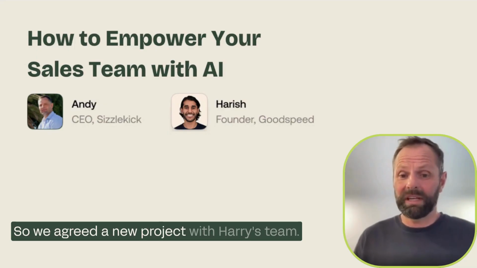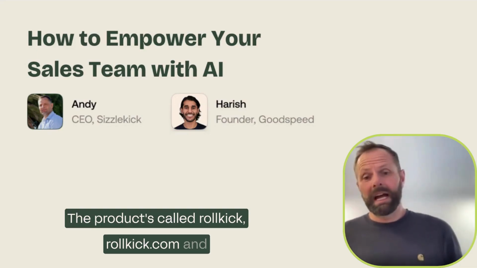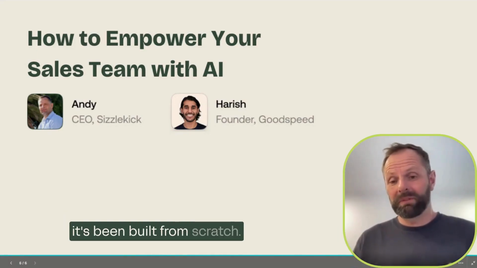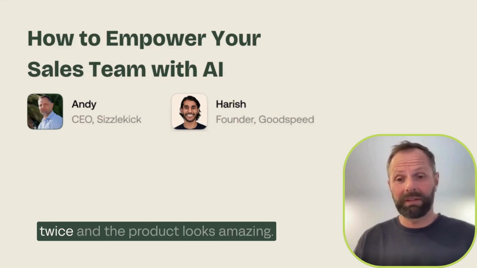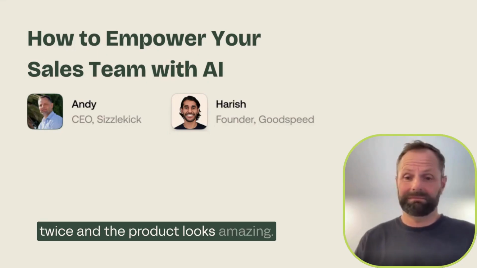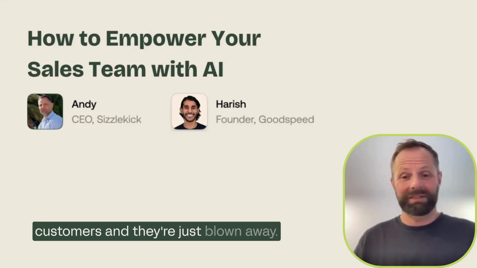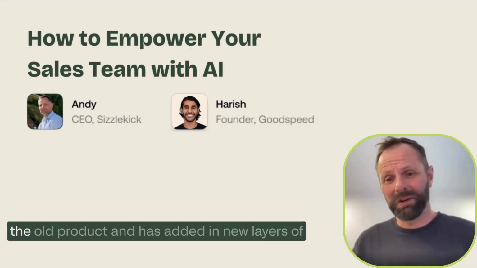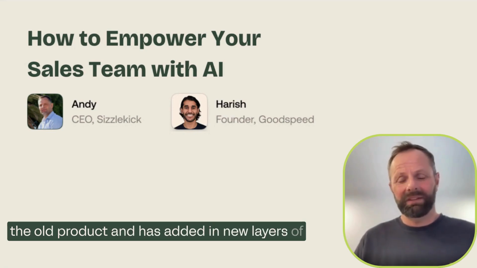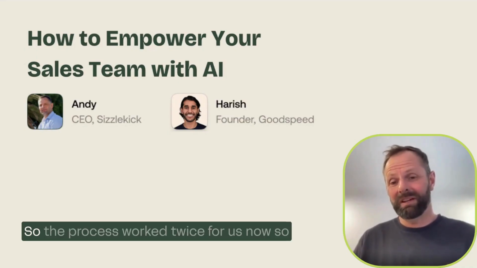So we agreed a new project with Harry's team. The product's called rollkick.com, and it's been built from scratch. Again, exactly the same process. So we've gone through the process twice, and the product looks amazing. We've been showing it to our customers, and they're just blown away. It addresses almost every single gripe that they had with the old product, and has added in new layers of sophistication that I just can't believe have been achieved. So the process worked twice for us now.